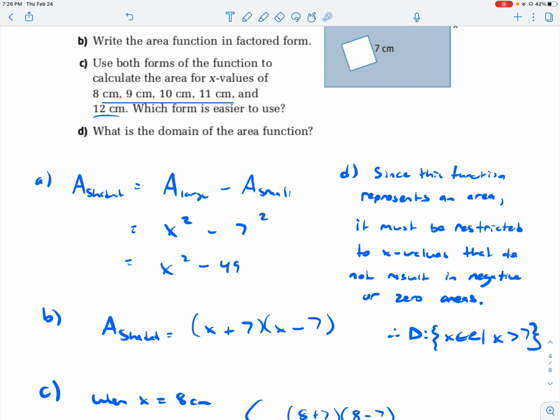You can also tell that from this expression too. When x is greater than 7, this is positive and this one is positive. This one will be small, but they're both positive and you'll get a positive area.